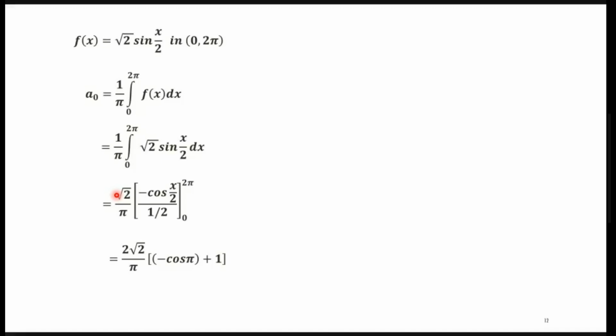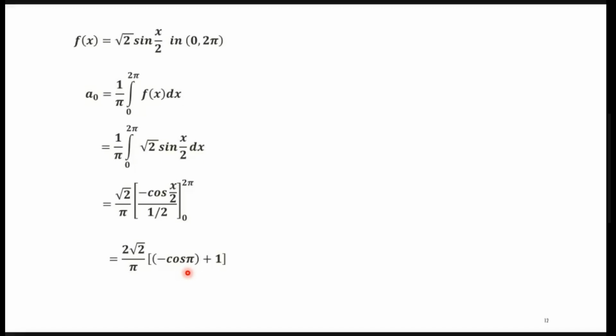a0 is 1 upon pi, so 2 upon 2 pi. Let's see, so 2 into root 2 upon pi. x को हम 2 pi पुट करेंगे. जब x की वैल्यू 2 pi है तो 2 and 2 cancel होके cos pi. तो minus cos pi, and then the lower limit में minus sign आएगा तो minus into minus यहाँ पे plus हो जाएगा. cos 0 is 1.